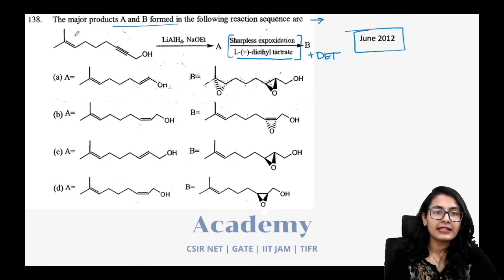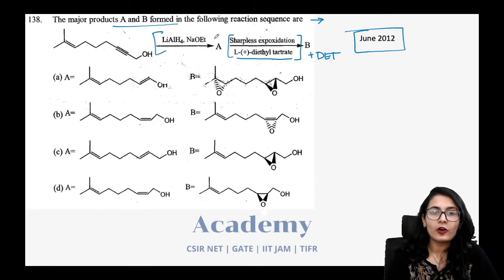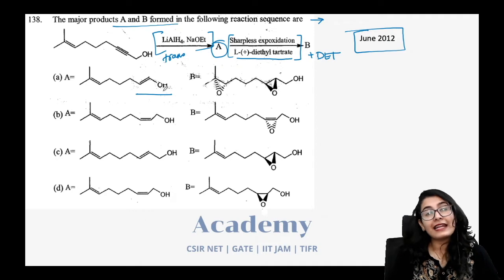You are given a tri-substituted alkene. We don't have any use of this alkene, but you have a propargylic alcohol. So propargylic alcohol on reduction with lithium in the presence of ethoxide base, you are going to get a trans-allylic alcohol. So A is going to be a trans-allylic alcohol. So this is not a trans allylic alcohol, it is rather a vinylic alcohol. So we are just going to mark this option wrong.